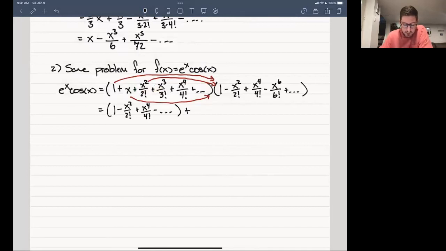Then let's do the same thing for multiplying x into everything in those brackets. So plus, now I'm taking x, which is the second term in the e to the x expansion, and multiplying it into everything in the cosine expansion. x minus x cubed over 2 factorial plus x to the 5 over 5 factorial. Now the next one is going to be x to the 7. I'm only going to do this expansion up to x to the 4. So it's okay, I'm going to quit at x to the 5 here.